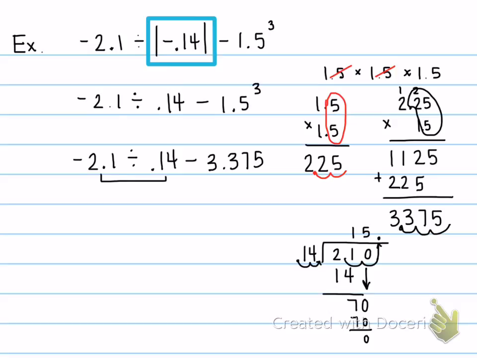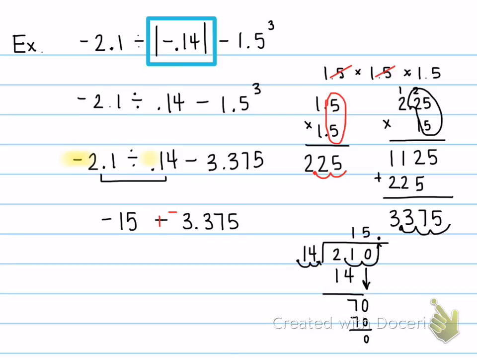So, negative 2 1/10 divided by 14 hundredths is negative 15. Now, that's a big mistake. People do all that work and then they forget that the signs were different. This one's positive. There's nothing there. So, since they're different, you have to have a negative answer. So then minus 3 375 thousandths. And because it's subtraction, I'm going to change it to addition and take the opposite. And I have negative 15 plus negative 3 375 thousandths.